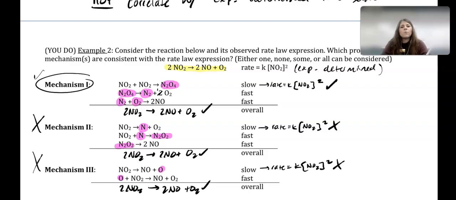So only mechanism 1 would be the correct mechanism for this reaction because it was consistent with the overall balance and the rate coming from the slow step, which was the rate determining step.